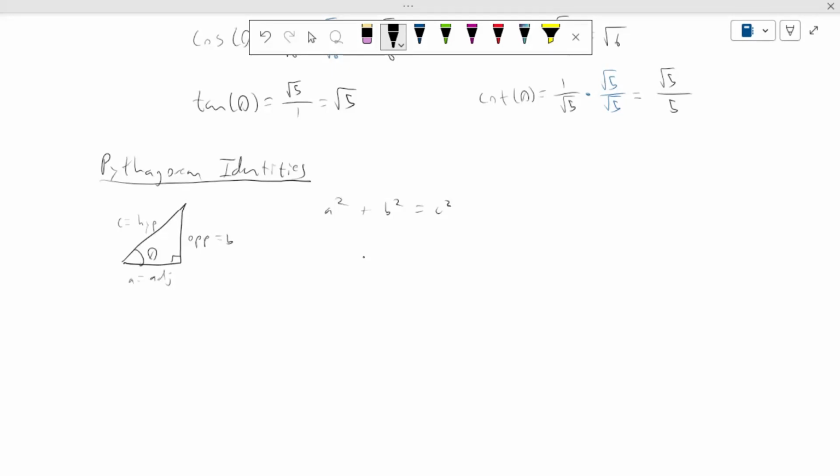I'm going to divide both sides by C squared now. So I'm going to take this whole left-hand side, divide by C squared. Take this whole right-hand side, divide by C squared. Now division distributes over addition, right? So this is the same thing as A squared over C squared plus B squared over C squared, right? And C squared over C squared is, of course, equal to 1, right? Everybody okay with that?